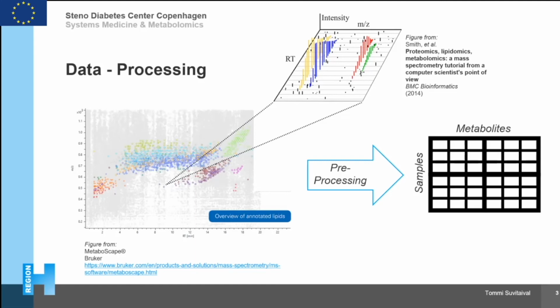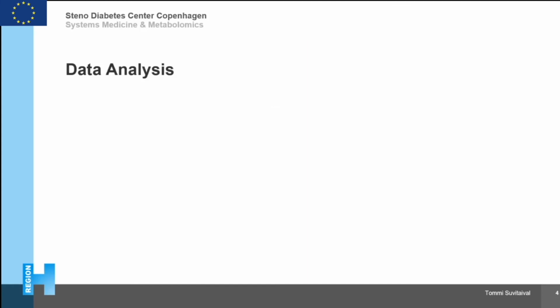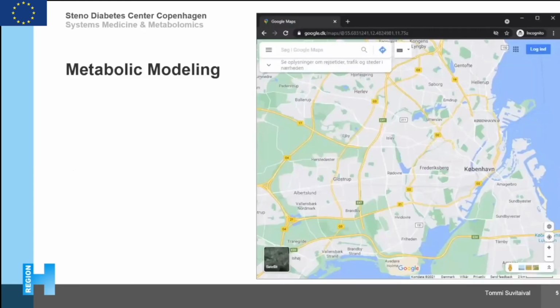Are there some metabolites that change in the disease? So in data analysis, I will start with the metabolic modeling, where the idea really is just to have a map of the phenomenon.